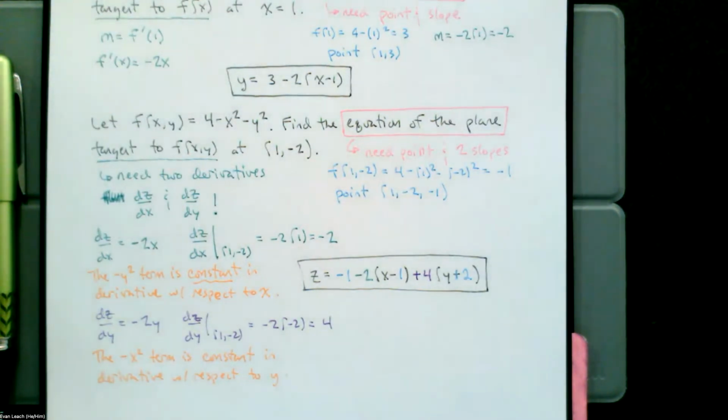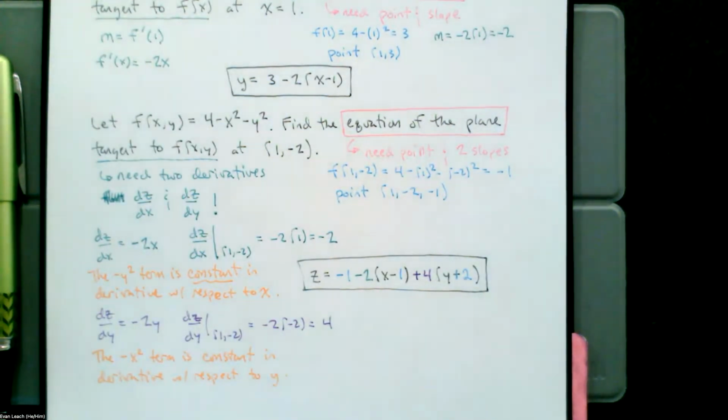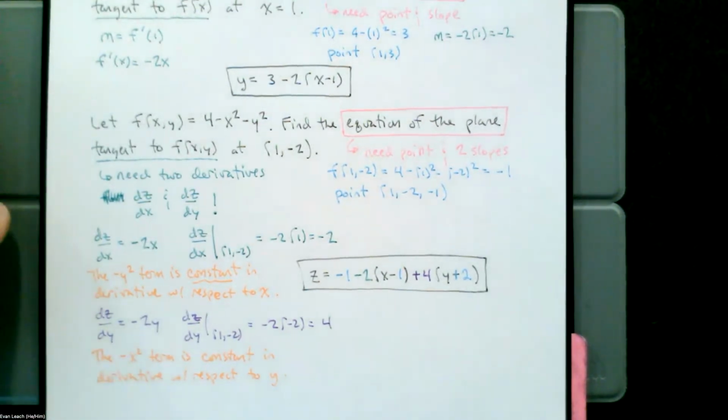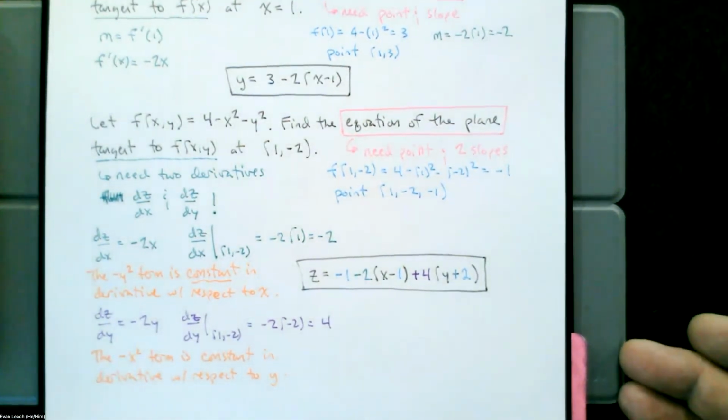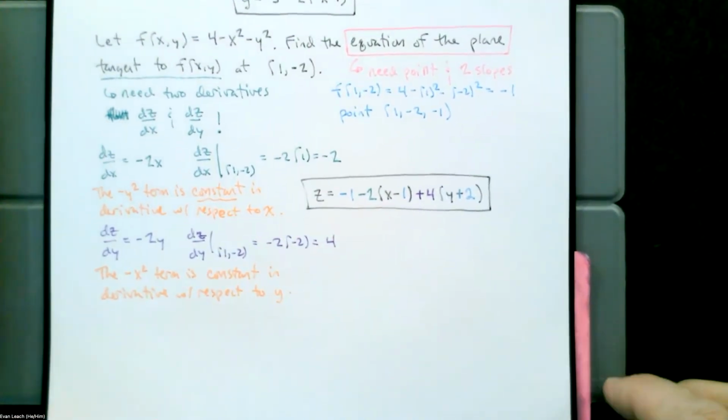So when you're taking a derivative, that's the only one that matters. All the others are constants. When I'm taking derivatives of functions of more than one variable, the only one with respect to which I'm differentiating is the only one that matters. The rest are constants.